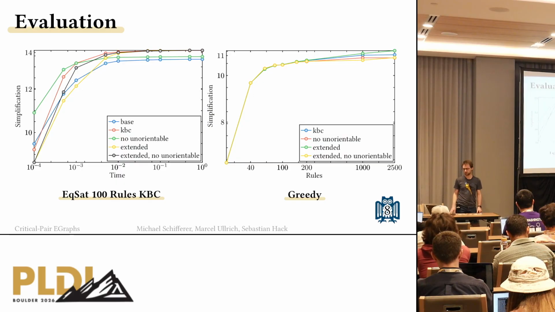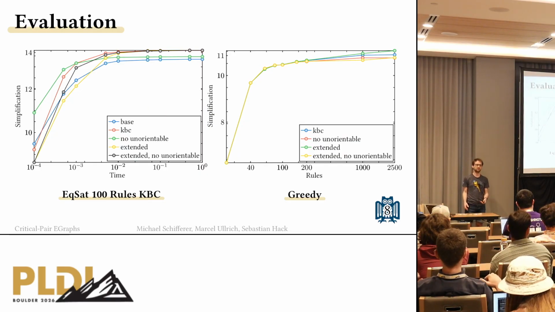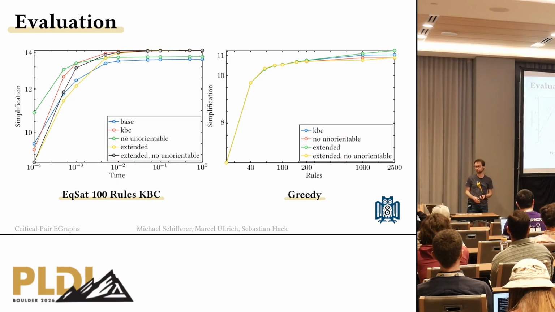But overall, we see the greedy rule set can't simplify as much as our original rule set. So we are 11, and 11 is roughly in the middle of the left graph. So greedy is still a lot worse, even though our rules make it better than before.